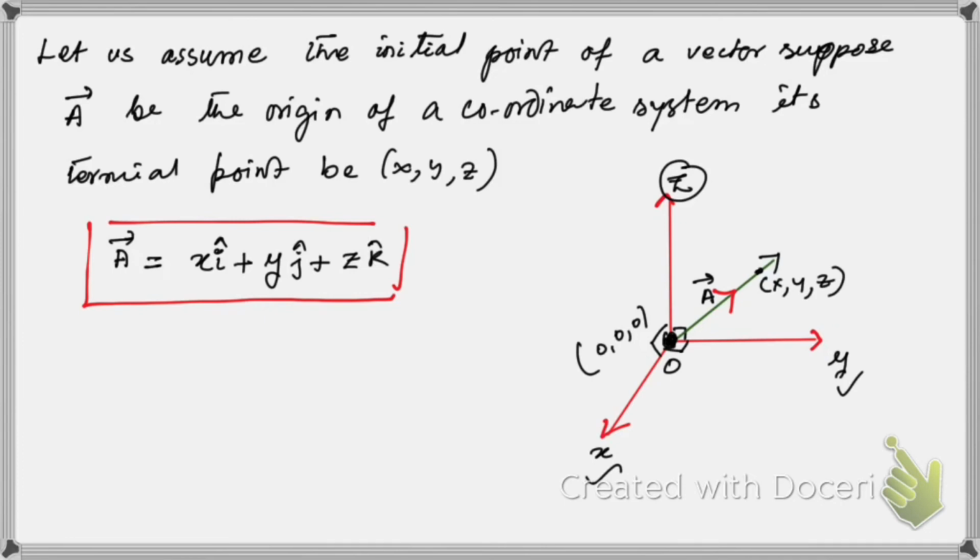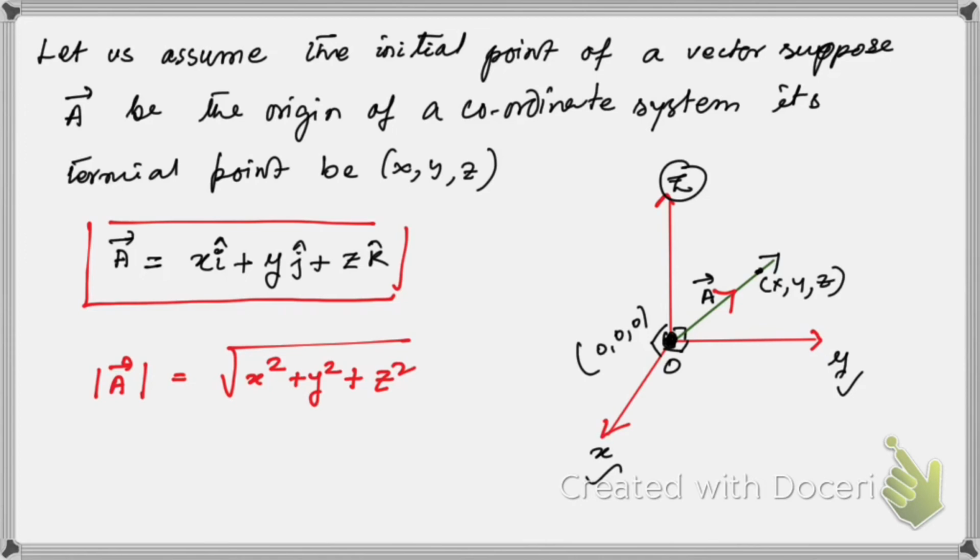So this is how we represent a vector in a 3D coordinate system. Then you see, the magnitude of this vector a will be given by root over x square plus y square plus z square. That's how we will get the magnitude of this vector. So hope you have understood this.